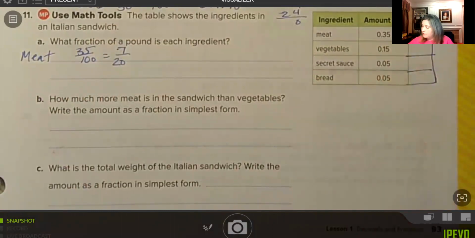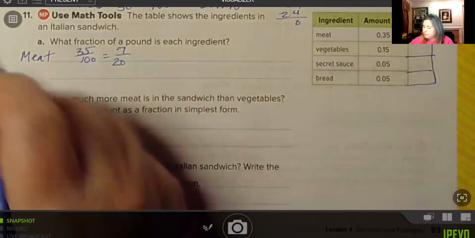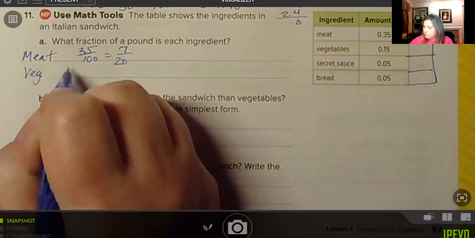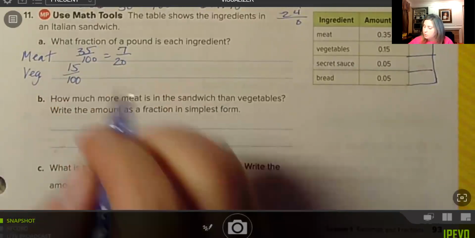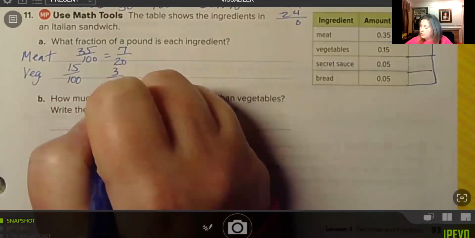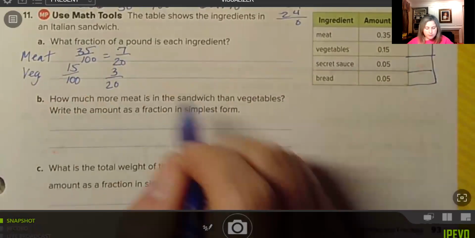Vegetables, when we look at vegetables, we see 15 hundredths. Okay, and those are both divisible by 5. 15 divided by 5 is 3. 100 divided by 5 is 20. 3/20ths.